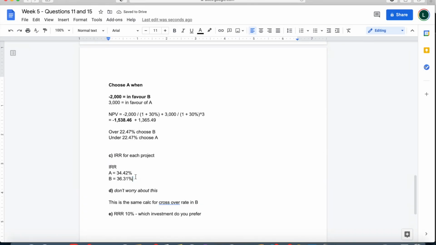Okay, so we can see that the internal rate of return for A is 34.43%, and then B is 36.31%. Done. Super simple and quick calculations.